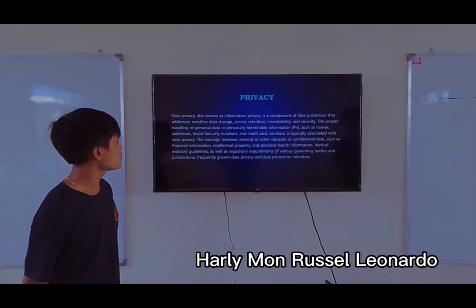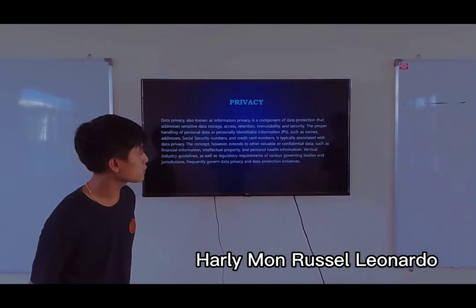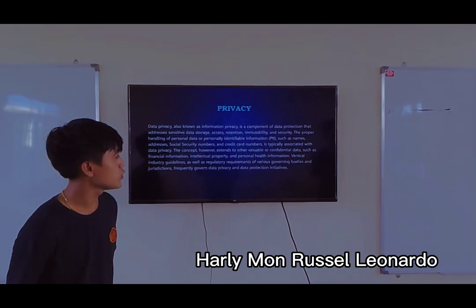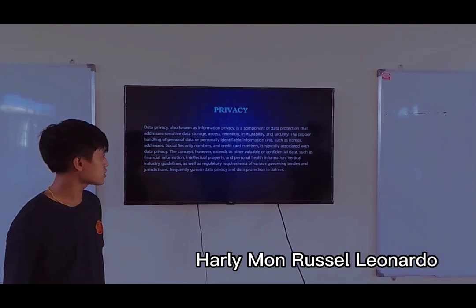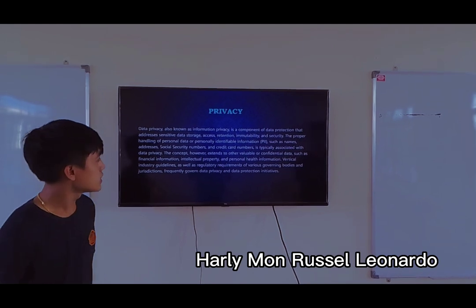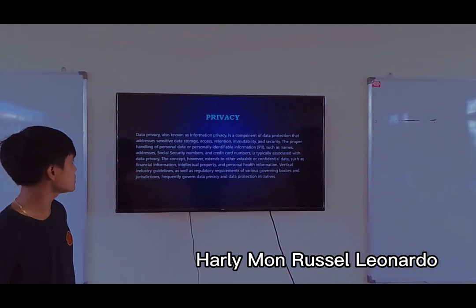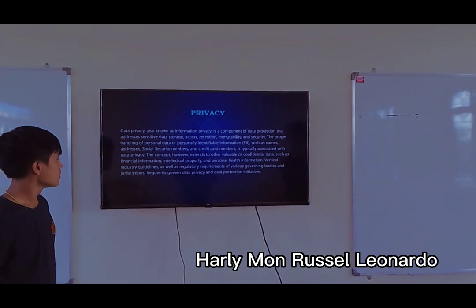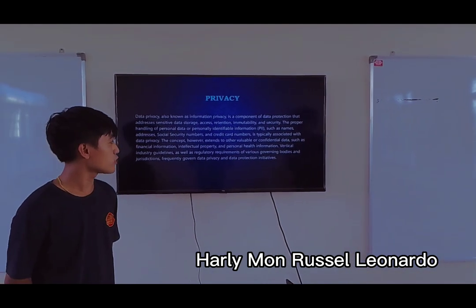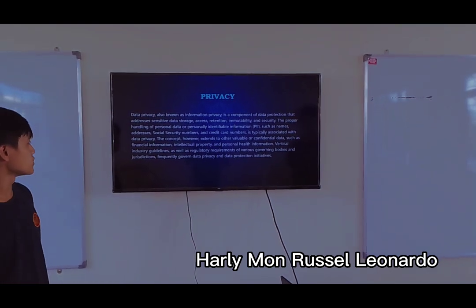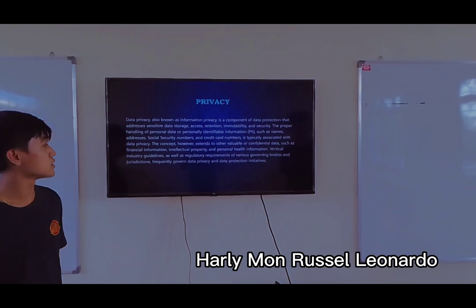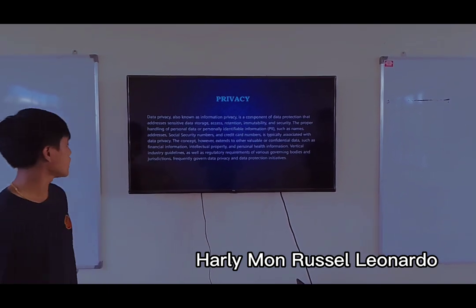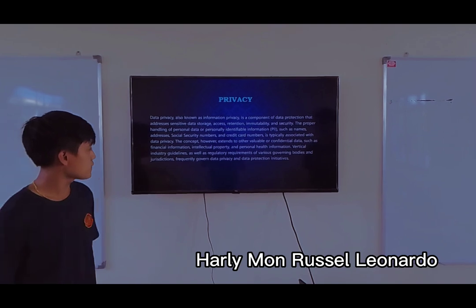Data privacy, also known as information privacy, is a component of data protection that addresses sensitive data storage, access, retention, immutability, and security. The proper handling of personal data or personally identifiable information, or PII, such as names, addresses, social security numbers, and credit card numbers, is technically associated with data privacy. The concept, however, extends to other varieties of confidential data, such as financial information, intellectual property, and personal health information. Vertical industry guidelines, as well as regulatory requirements of various governing bodies and jurisdictions, frequently govern data privacy and data protection initiatives.